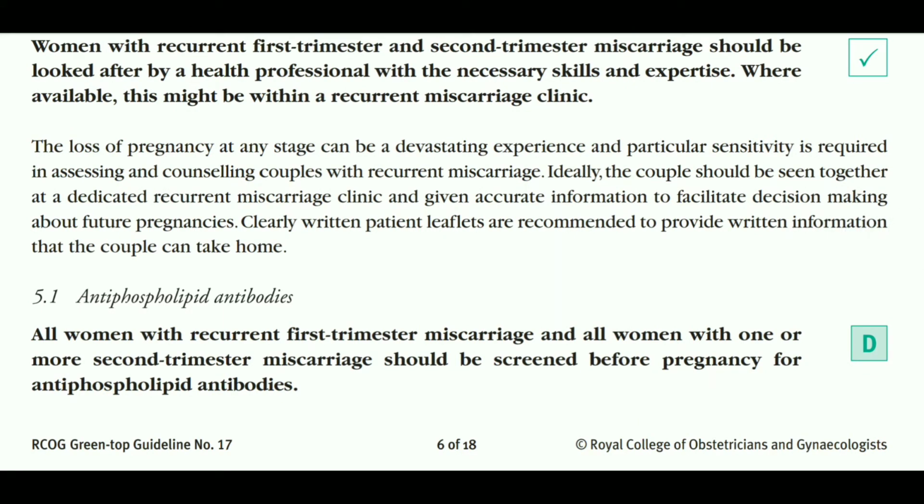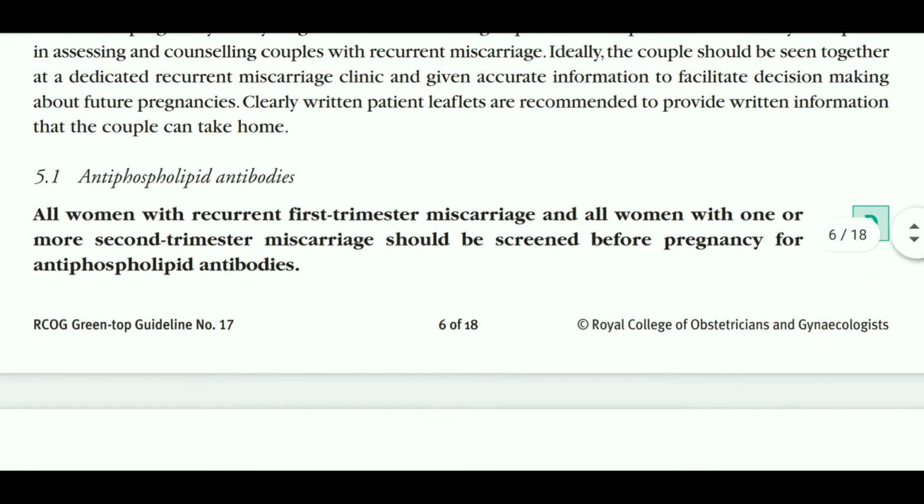Which women should be screened before pregnancy for recurrent miscarriage? All women with recurrent first trimester miscarriages and those with one or more second trimester miscarriages should be screened before pregnancy for antiphospholipid antibodies.